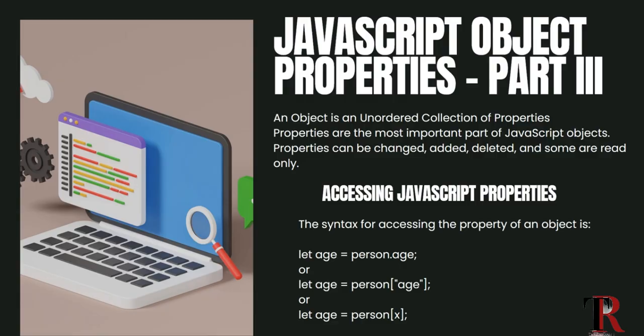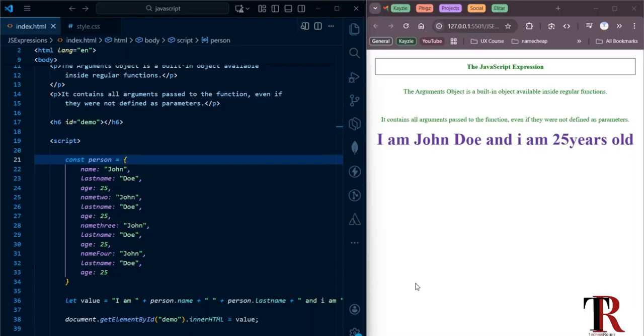So the syntax for accessing the property of an object is the dot notation, which is this one, person.age, as you can see. And then we have the bracket notation, which takes the property in the form of a string. And then another one, the same bracket notation that does not use the double quotation marks, as you can see in the first one. So let's take a look at an example of this so that we better understand what we are talking about concerning accessing objects in JavaScript.